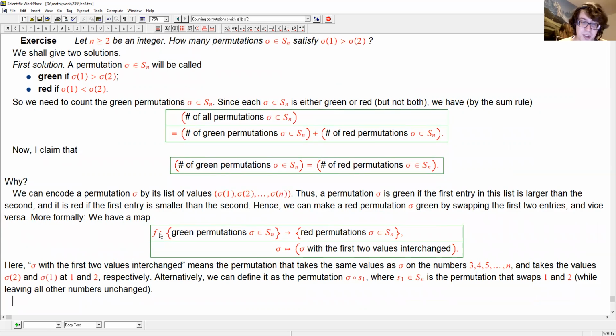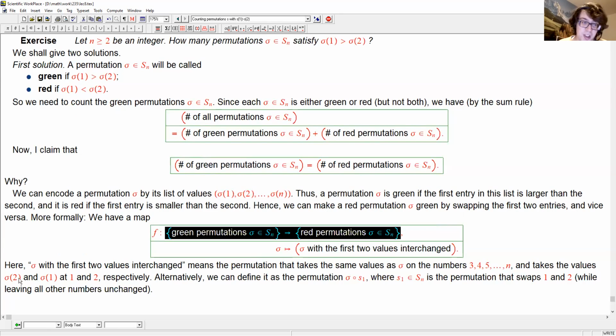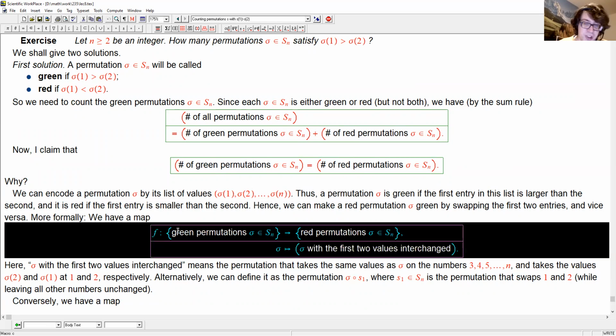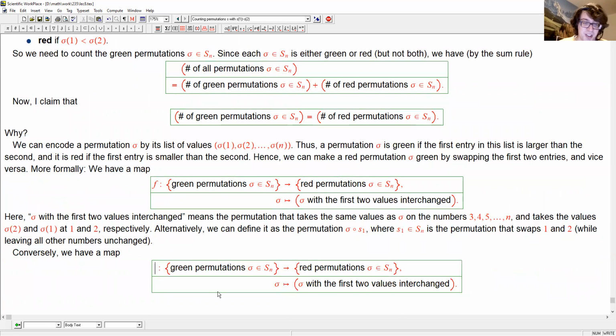Anyway, it's pretty easy to see that this map is well defined, because if sigma 1 was bigger than sigma 2, and you swap them, then sigma 1 will be smaller than sigma 2. Conversely, we have a map. I'm just going to copy paste it because it's basically the same thing. It's the same map, but from red to green instead of green to red.